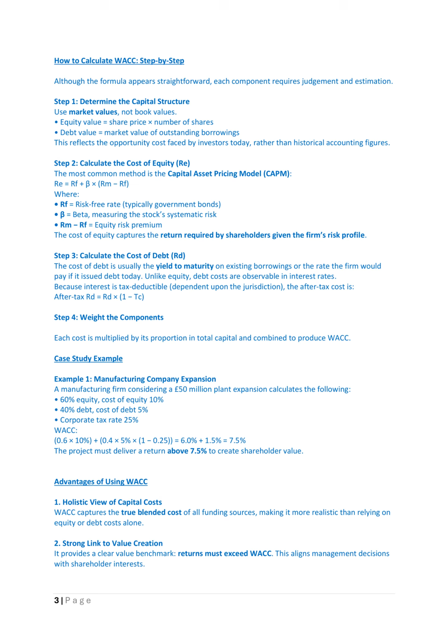Then, calculate the cost of debt, which is usually the yield to maturity on existing debt or the rate the firm would pay if it issued new debt today, adjusting for taxes since interest is tax deductible. After that, weight the cost of equity and after-tax cost of debt by their proportions in the company's total capital to get the overall WACC. For example, a manufacturing firm planning a £50 million expansion might have 60% equity at a 10% cost and 40% debt at a 5% cost with a 25% tax rate, leading to a WACC of 7.5%, meaning the project has to generate returns greater than this to add value.